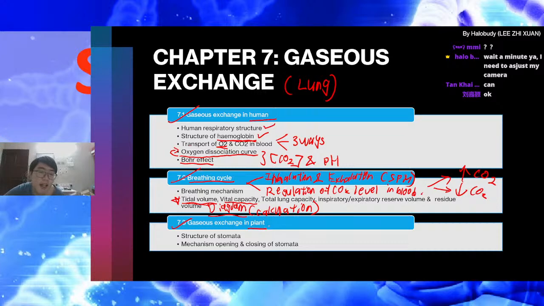Include plant, but the plant topic is little compared to human. You see that plant has just two topics. The first topic is structure of stomata. Actually, you already learned structure of stomata in SPM, and then the mechanism of opening and closing of stomata. Totally you already learned in SPM, but you will learn more detail. There are some types of ion you have to know that control the opening and closing of stomata.